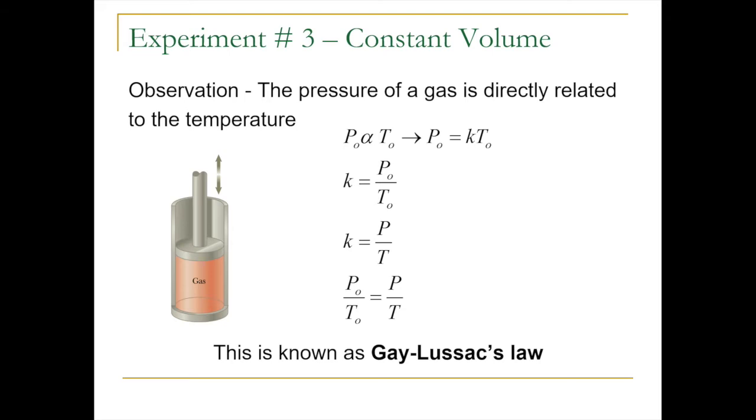We solve the initial state for K to end up with P naught over T naught. We change the situation so that there is a new state of pressure and temperature. We again solve for the constant of proportionality and we end up with P over T. Because these are both equal to the same constant of proportionality, we end up with a statement of P naught over T naught is equal to P over T. We've given credit for this law to Gay-Lussac.